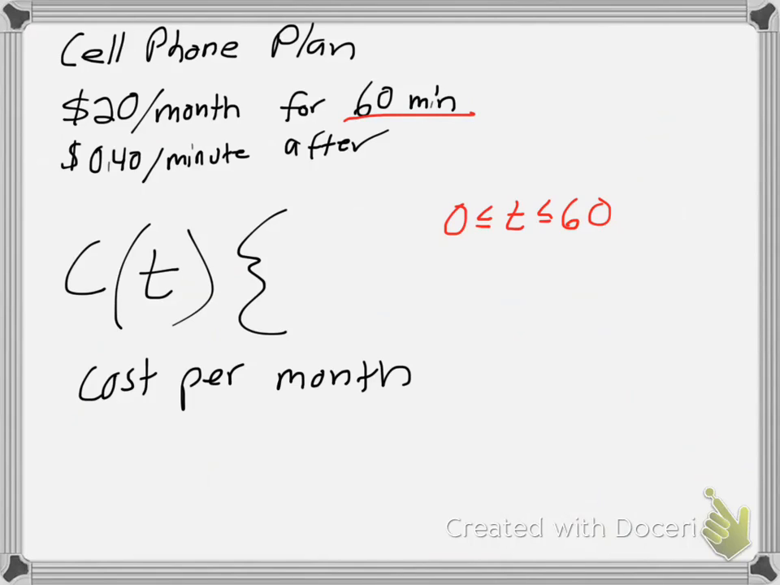So in this case, we've got when t is between 0 and 60, in other words, when the number of minutes is between 0 minutes and 60 minutes, so when this is between 0 and 60, we're going to have just $20 a month. And remember, we're evaluating this in cost per month. So the only thing that we need to write down there is going to be $20 per month.